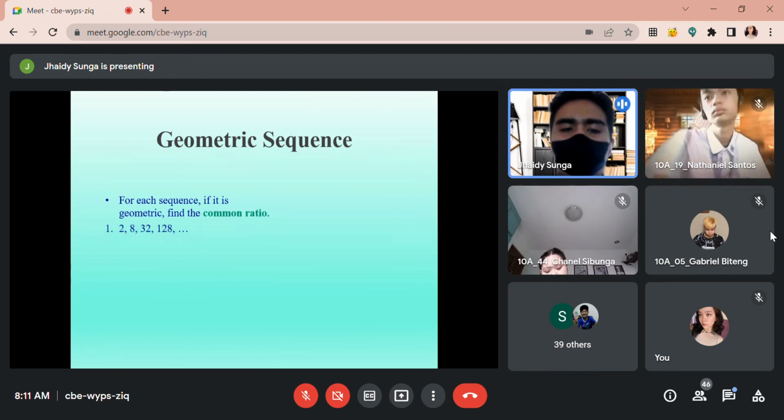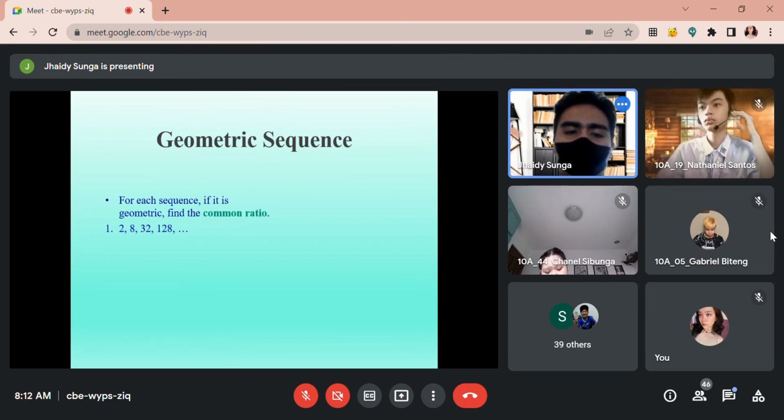All right. So number 1, what would be the answer? What would be the common ratio? Just to find the common ratio. Yes, po. Is it 4? Yes, po. Alright, so it is correct. So, is it geometric or not? Yes, it is. Right? Alright, so how about number 2, Harleyan?